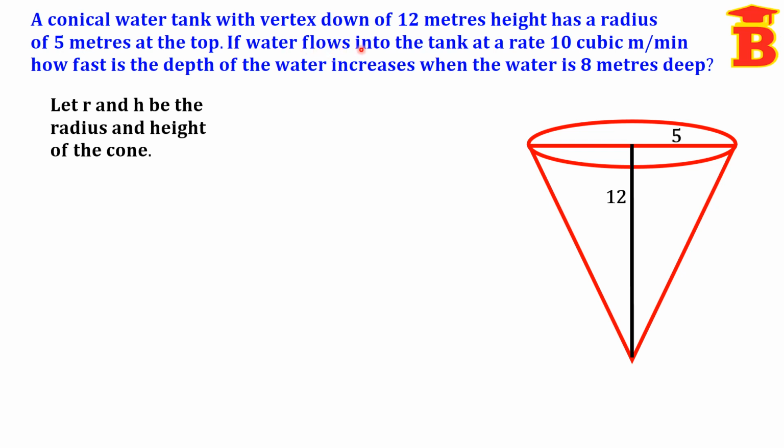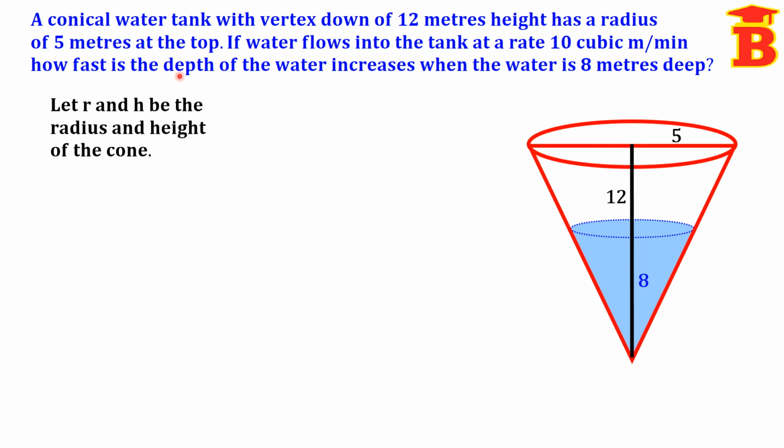If water flows into the tank at a rate of 10 cubic meters per minute. So if the water flows into the tank, it fills the water like this and the rate is 10 cubic meters per minute. So that is the volume. We have to find how fast the depth of the water increases when the water is 8 meters deep. Here deep means height. So when the water height is 8, we have to find how fast it is increasing.